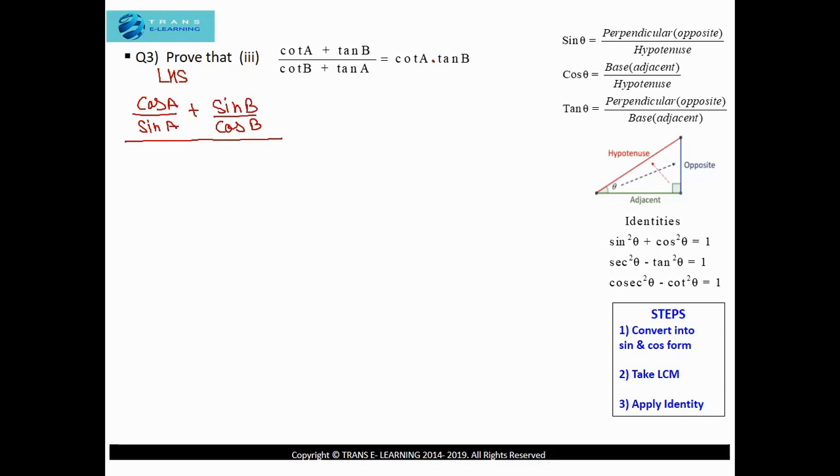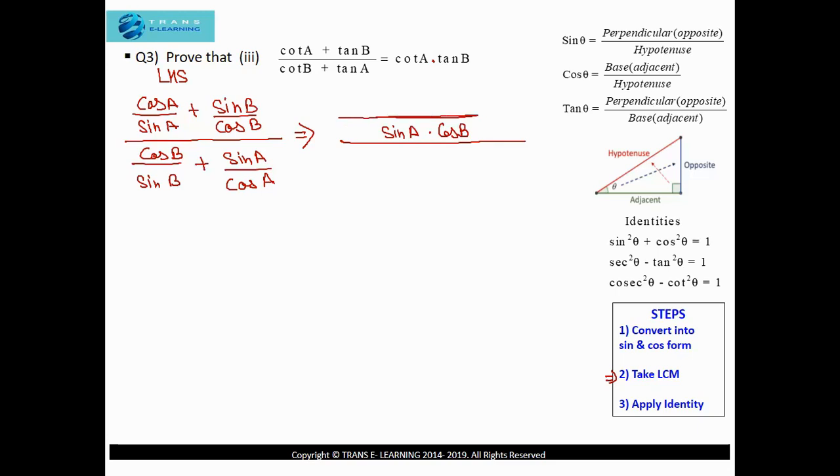So same thing applies to the denominator. Cot B can be written as cos B upon sine B, and tan A can be written as sine A upon cos A. Now the second step is taking the LCM. So first of all, in the numerator, LCM will be sine A into cos B. So if we compare this LCM and the denominator of the first term, we are left with cos B. So we will get cos A into cos B in the numerator, and with the second term we are left with sine B into sine A.